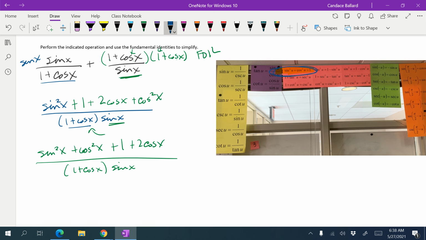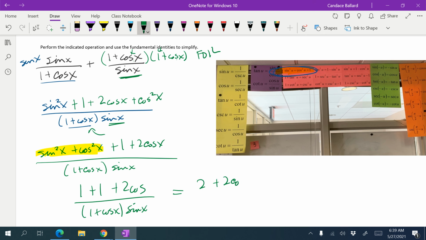This right here, I know that sine squared plus cosine squared equals 1. So for what I just highlighted in yellow, I'm going to substitute in a 1. 1 plus cosine x times sine x. So 1 plus 1 would be 2, plus 2 cosine x over 1 plus cosine x times sine x.